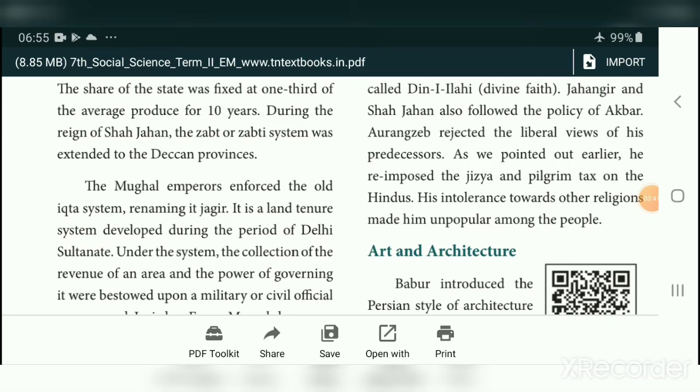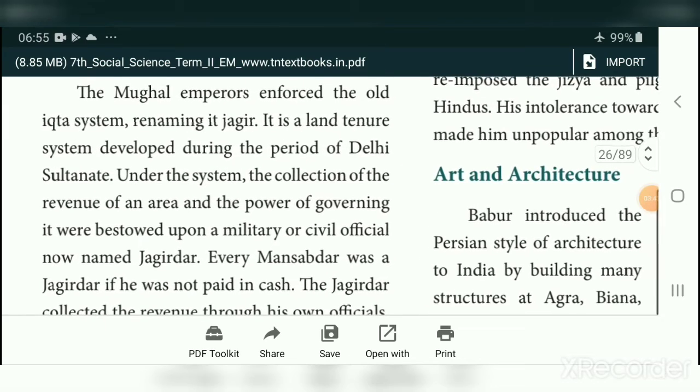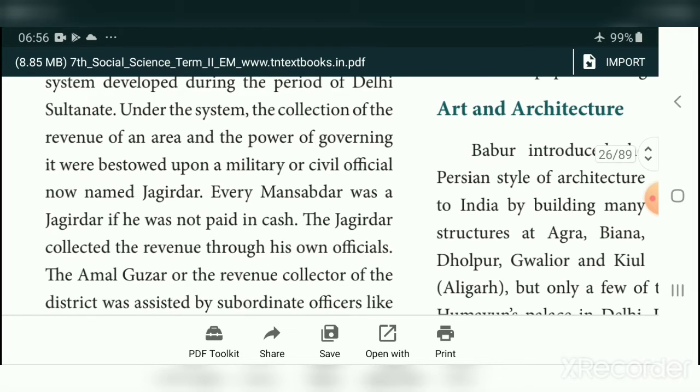The Mughal emperors enforced the old Iqta system, renaming it Jagir. The Iqta system was renamed as Jagir. It is a land tenure system developed during the period of the Delhi Sultanate. During the period of Iltutmish, they introduced it. Under the system, the collection of the revenue of an area and the power of governing it were bestowed upon military or civil officials named Jagirdars.